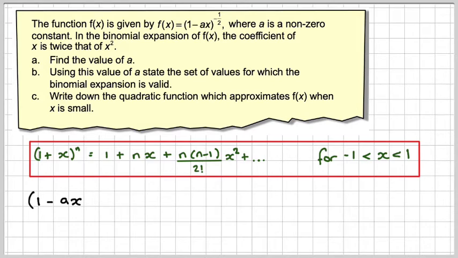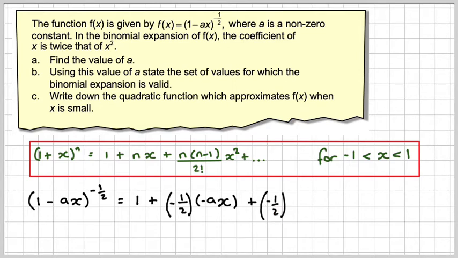Okay, so if we take (1 minus ax) to the minus 1/2, that will become 1 plus n, which is minus 1/2, times x, which is equivalent to minus ax in this case, plus minus 1/2, and then 1 from minus 1/2 would give me minus 3 over 2 factorial times (minus ax) all squared. So be careful with the use of brackets, and then it carries on.